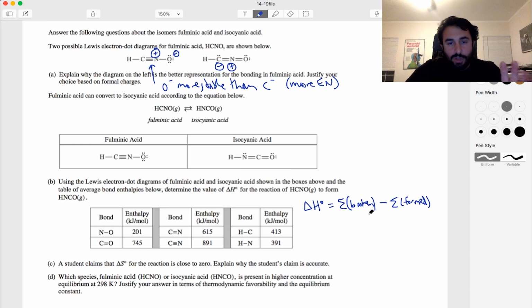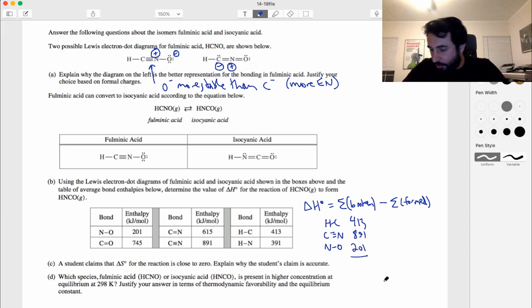So what are the bonds that are broken? Okay, well, we've got an H-C bond, and that is worth 413. And then we've got C triple bond N. Here's C triple bond N, and that is 891. And we've got N single bond O, 201. If we add that up, we get 1505.